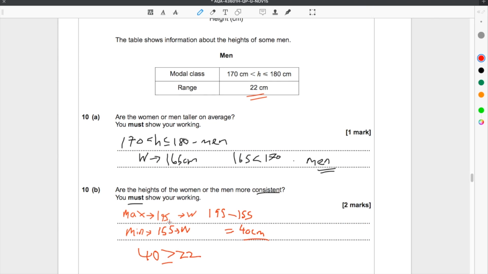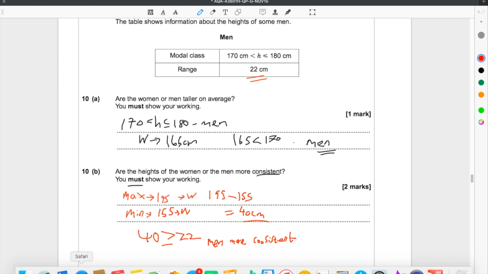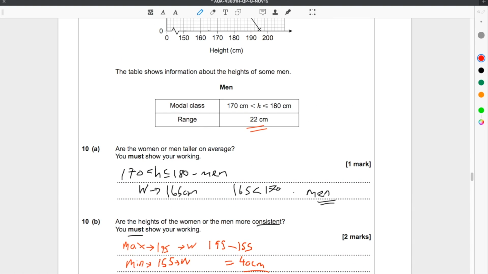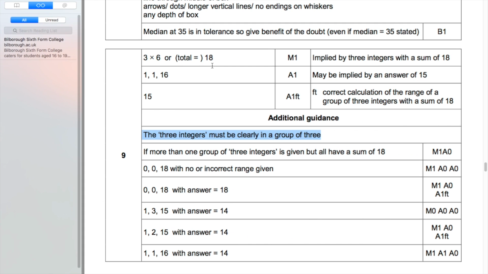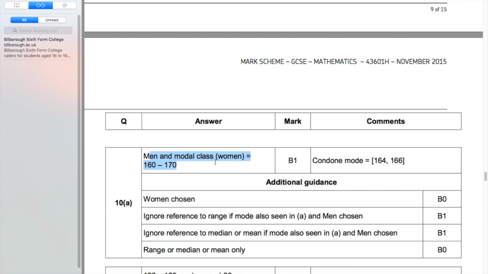So in terms of consistency, the men are more consistent. Okay, that's not very neat, but there we go. The men are more consistent, because the range for men is smaller. If we go to the mark scheme, because that's question 10 complete, we can see indeed that the men is the answer to the first one.